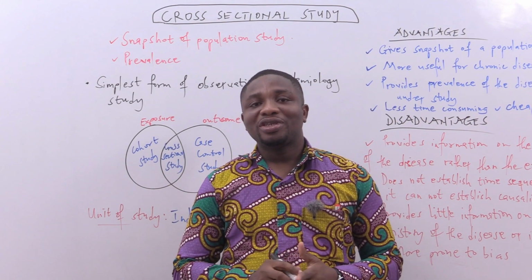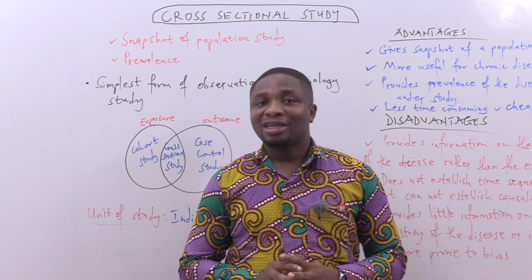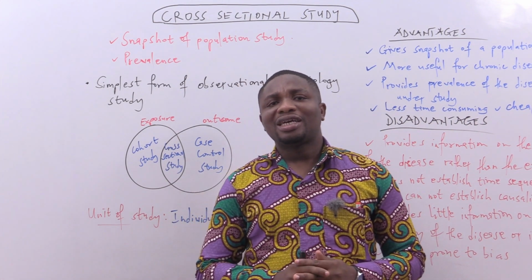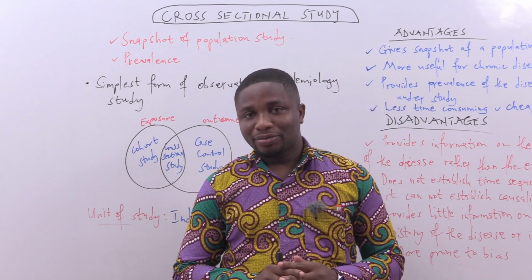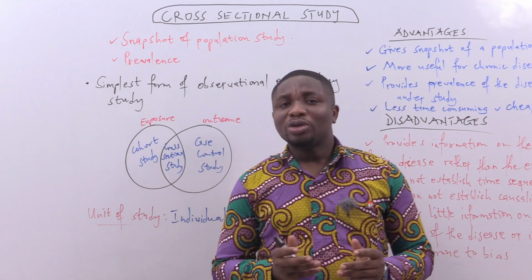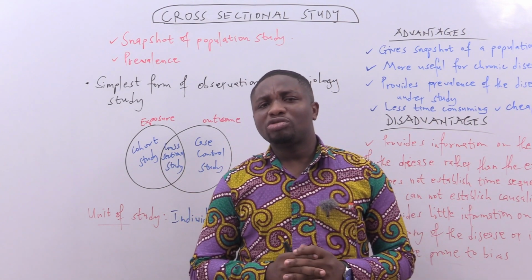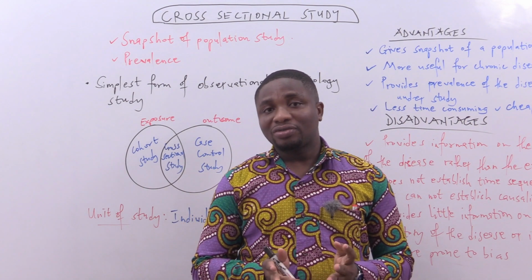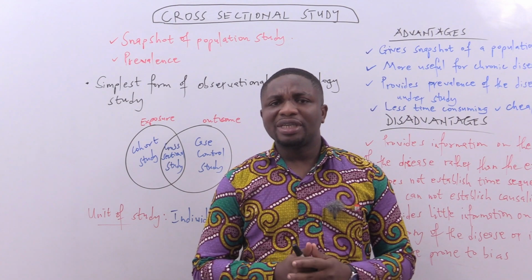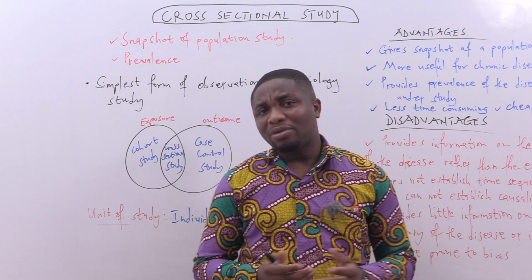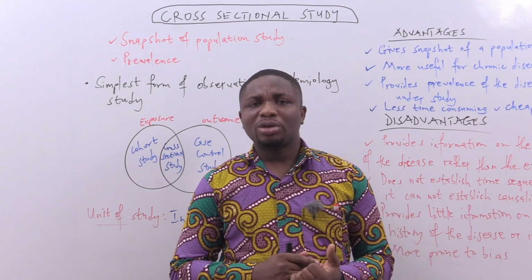In today's tutorial, we'll be talking about cross-sectional study. Cross-sectional study is also a type of observational epidemiological study, which is descriptive in nature. You should know that cross-sectional study is useful in generating hypotheses. Because of that, we'll say that it describes more. It is descriptive in nature. So it's a type of descriptive epidemiology. It falls under the descriptive epidemiology.